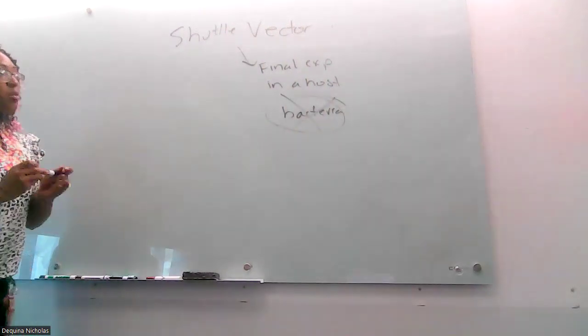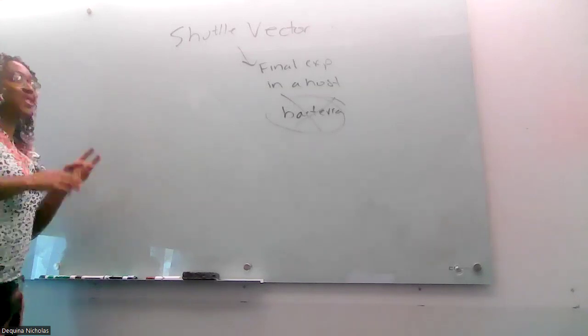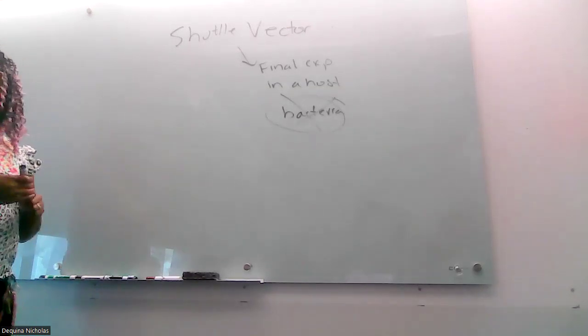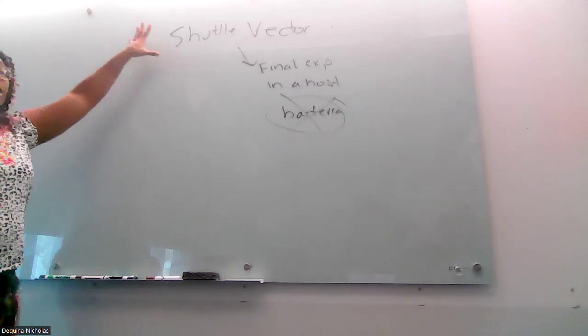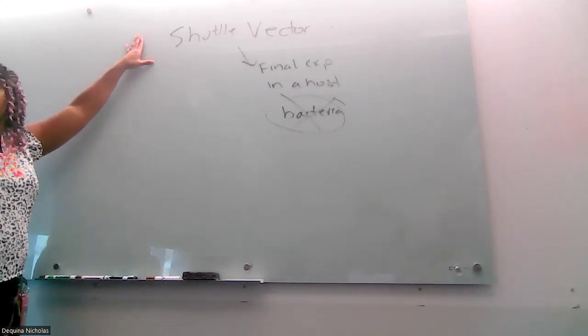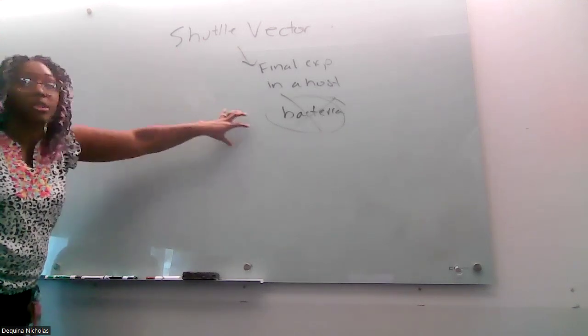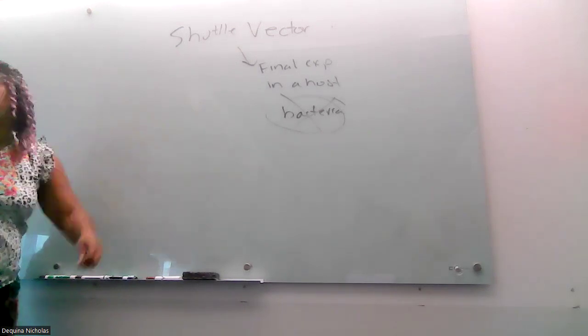The reason being is because we need to amplify the DNA, and bacteria is the best model organism to use for just amplifying the DNA. So this is why we need a shuttle vector. If we're designing something and we want to eventually express it in human cells, we need a shuttle vector. Want to express it in yeast, we need a shuttle vector. Because our intermediate is always this bacteria cell that is going to be used to amplify the DNA.